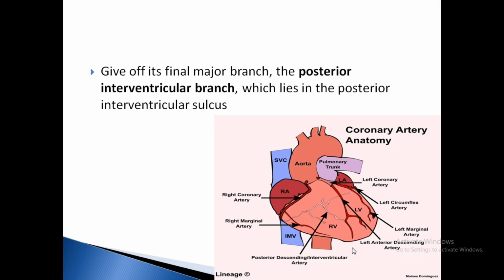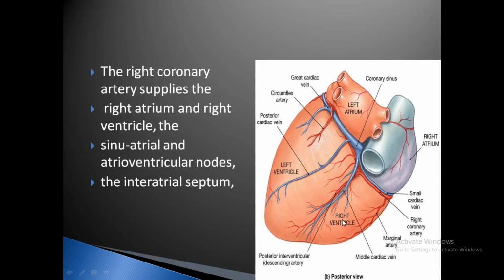Then we have the final branch, that is the posterior interventricular branch, which lies in the posterior interventricular sulcus. You can see in the picture, this is the posterior interventricular branch which lies in the posterior interventricular sulcus.